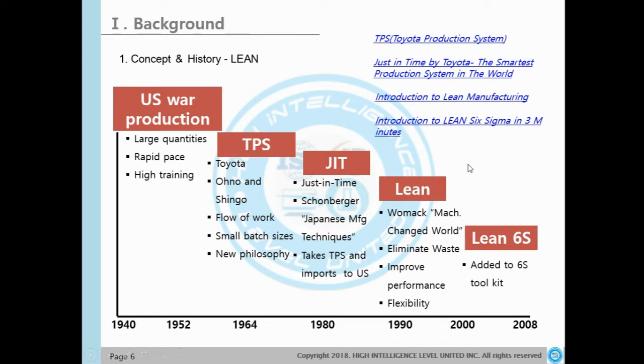Before that, we have to know the origin of lean is coming from TPS. So we have to know about TPS, the Toyota Production System. Let's take a look at this.